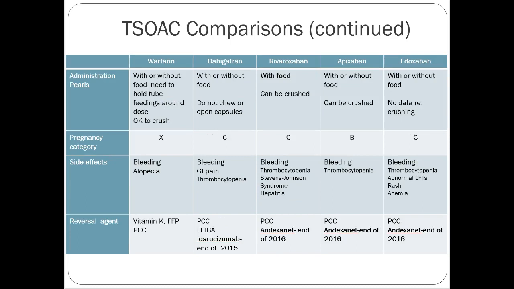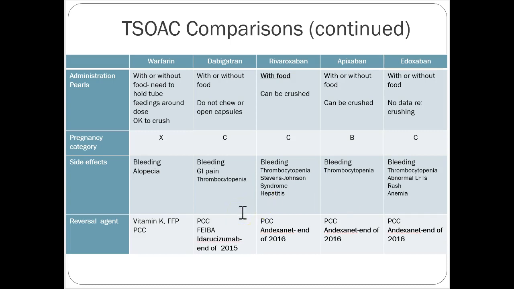Okay, more comparisons. There's some pearls here. I'm not going to go through a lot of this. Apixaban has a category B in pregnancy. It hasn't really been studied in pregnancy yet, but this could be a big game changer for pregnant patients with venous thromboembolism, which is a common condition for pregnant patients.